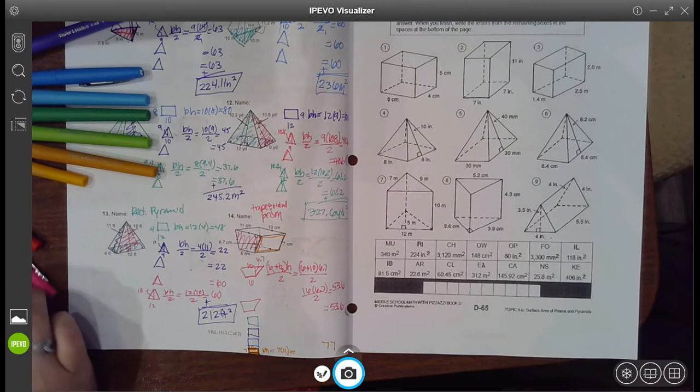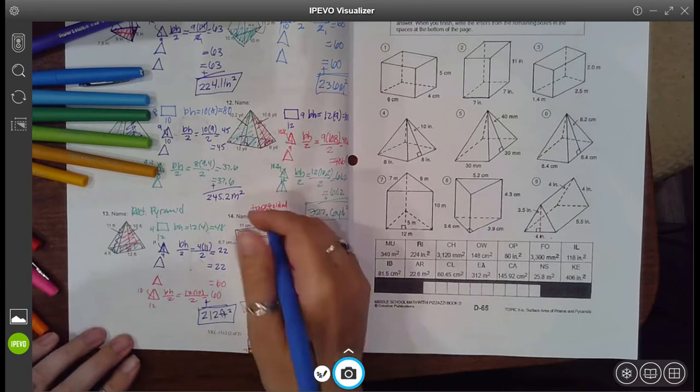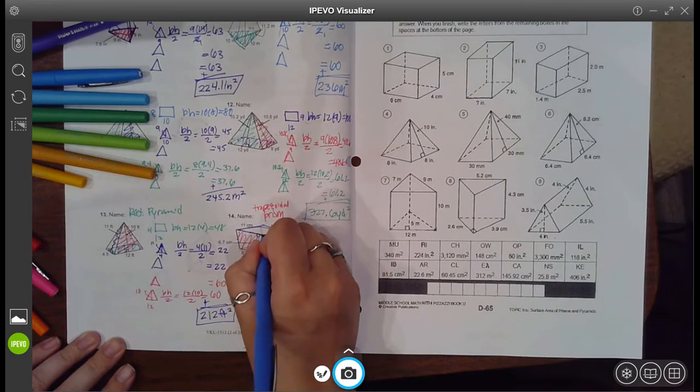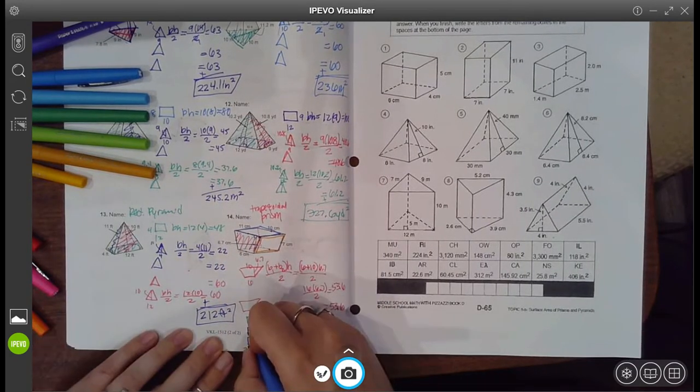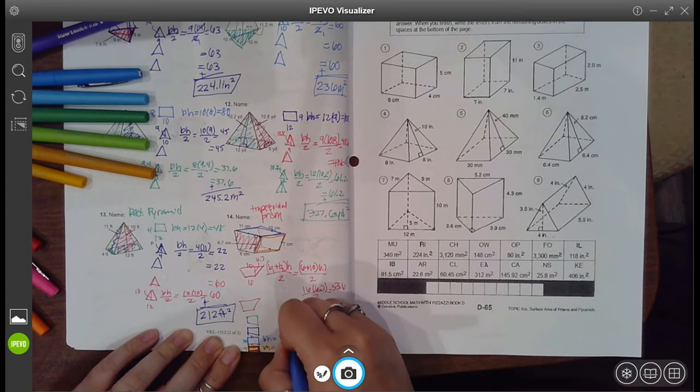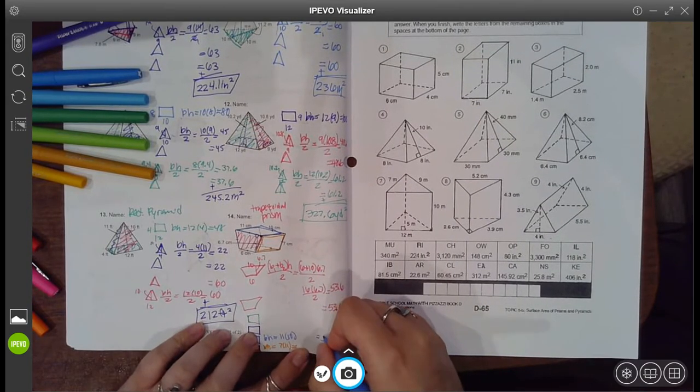All right, I need another one. I see one hiding up here. That is 11 by 10. So base times height, 11 by 10 is 110.